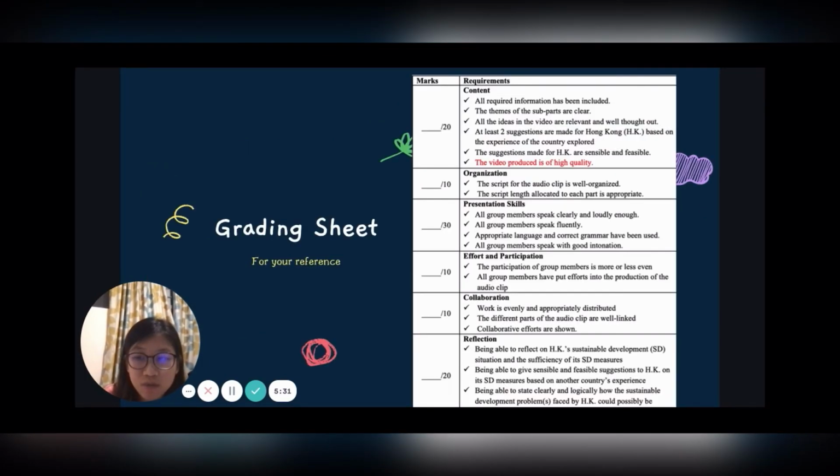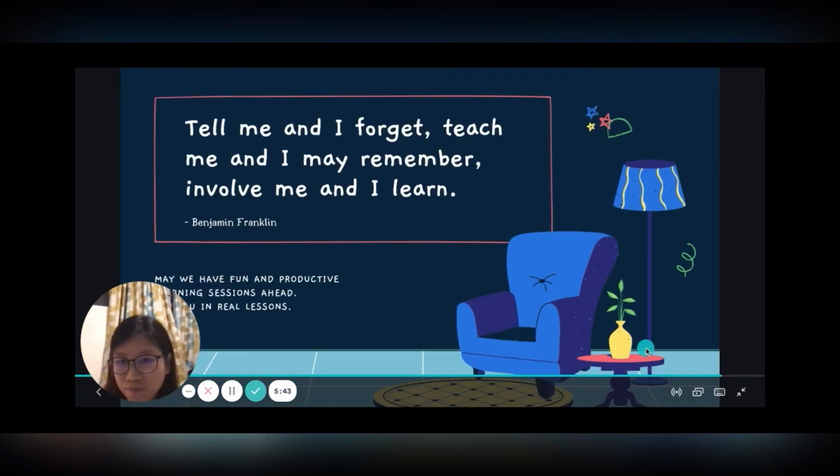And here comes the grading sheet. If you want to score high, make sure you fulfill the following criteria, because all of these will affect the marks that you will be gaining from the project.